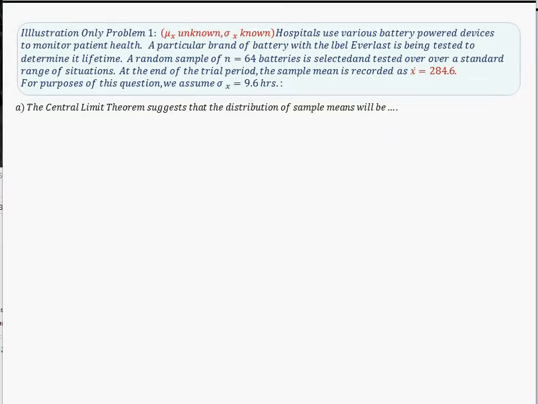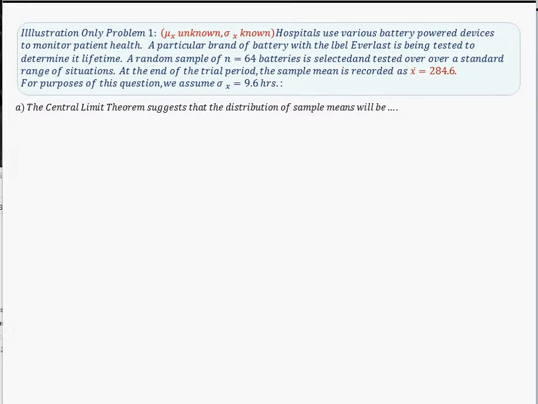Now this problem concerns a battery that's used in powering monitor equipment at a health center. And we want to find the details of the lifetime. A random sample of 64 batteries is selected. The sample mean is found to be 284.6 hours. And for all intents and purposes, sigma sub x is assumed to be around 9.6 hours.